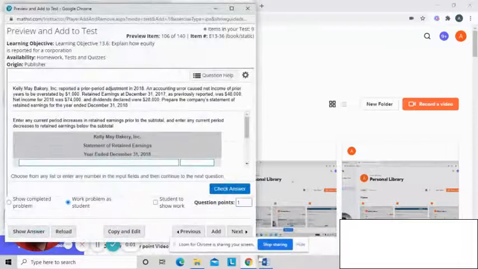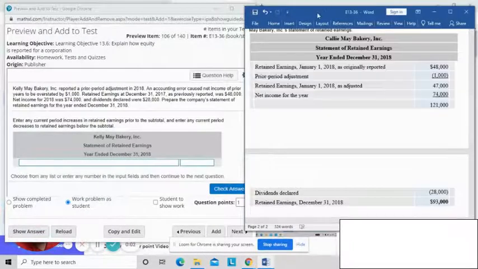Video, and I'll be covering a problem which is in your homework, which is E13-36. The learning objective of this problem is 13.6, explaining how equity is reported for a corporation.